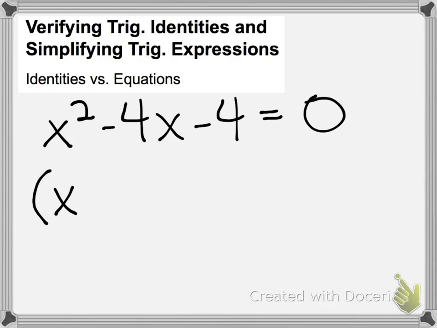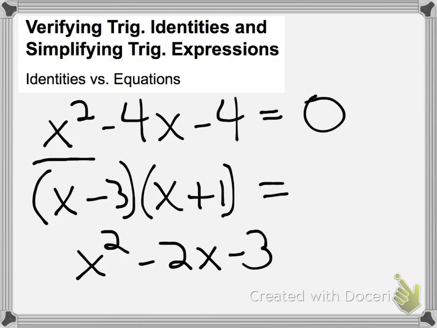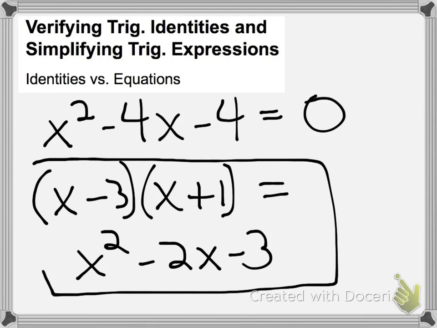An example of a simple identity dealing with quadratics would be some expression that's equal to another expression. So (x minus 3)(x plus 1) is equal to x squared minus 2x minus 3. This is an identity because this is true for all values of x. And of course, in algebra, we like moving back and forth between these two expressions, depending on what we're using it for. And it's the same thing with trig identities.